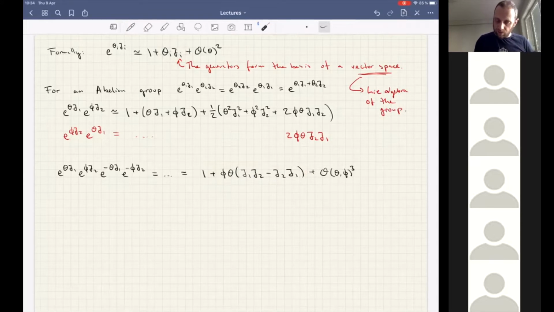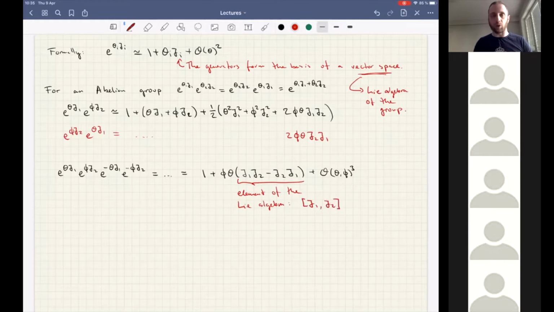So this thing here, which is formally expressed as J1, J2 minus J2, J1, this must be an element of the Lie algebra. And I'm going to denote it as J1, J2 commutator. And we're going to see when we look at matrix groups that this is actually going to be a matrix commutator in the case of matrix groups.